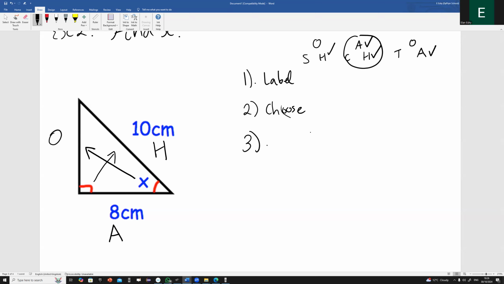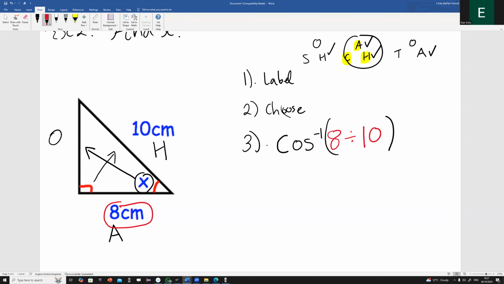We want an angle, so that means I need to use shift to get cos minus 1. So on the calculator, I'm going to want cos minus 1 brackets, and the way you get that is with shift. If I look at the formula, if I cover up cos, I have A over H, which means adjacent divided by H. So the adjacent was 8. So in the brackets, I'm going to have 8 divided by the hypotenuse H, which was 10. And then we press equals.